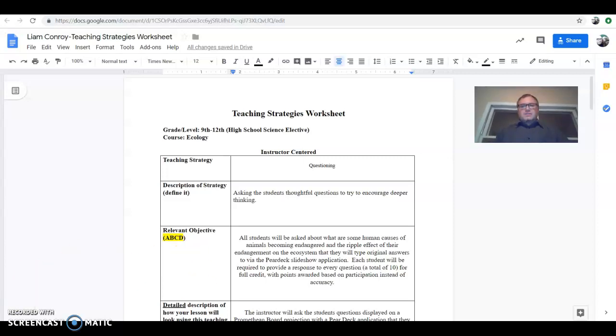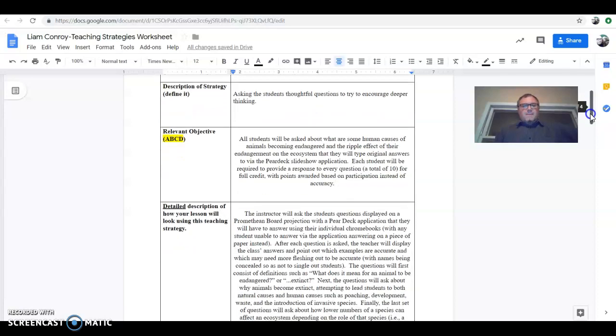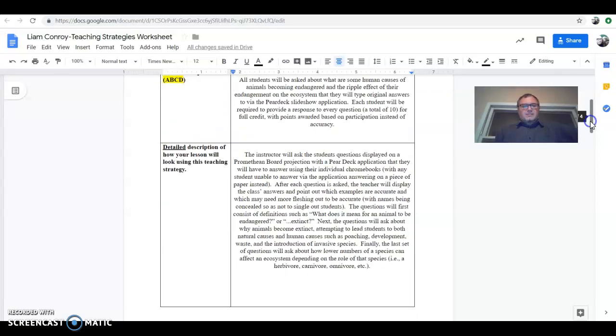So, to do kind of a rundown of the different strategies that I looked at, the first one that I have here, the instructor centered strategy, was questioning. This is something that I do fairly often with my students. So, the idea with this particular strategy, with this particular unit, as I put for the relevant objective, also what are some human causes of animals becoming endangered and the ripple effect of their endangerment on the ecosystem that they will type answers to via a Pear Deck slideshow application.